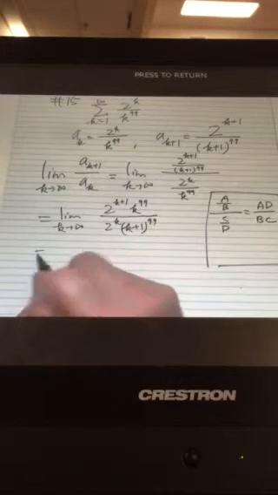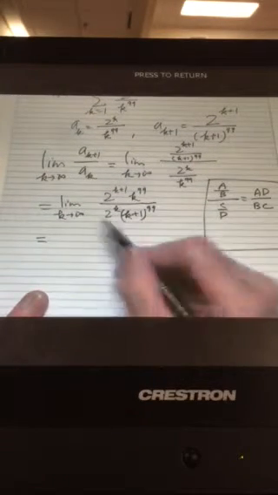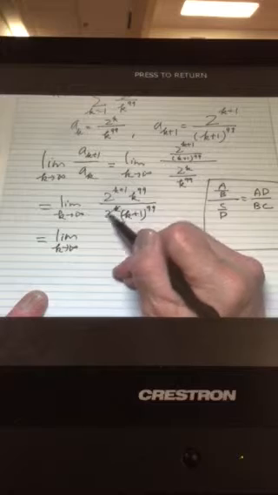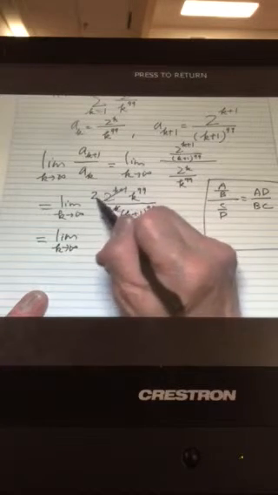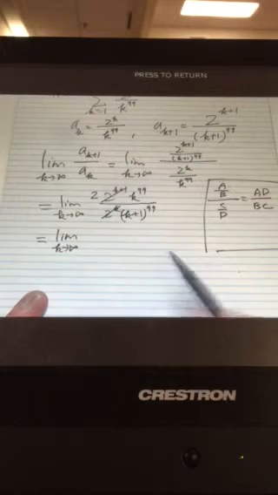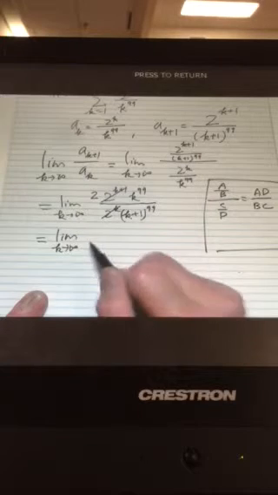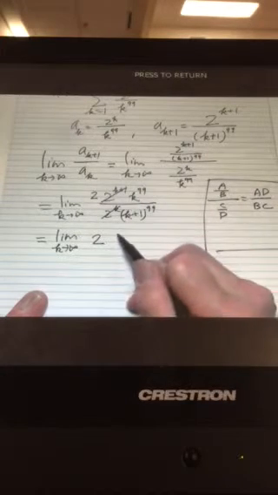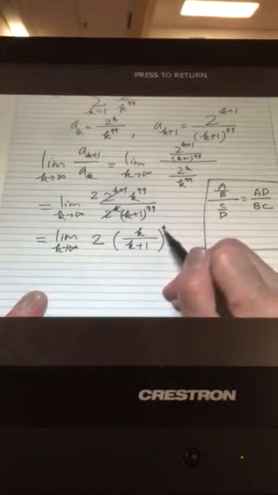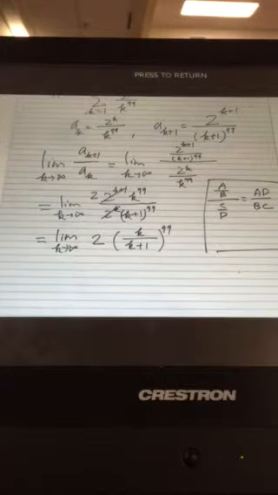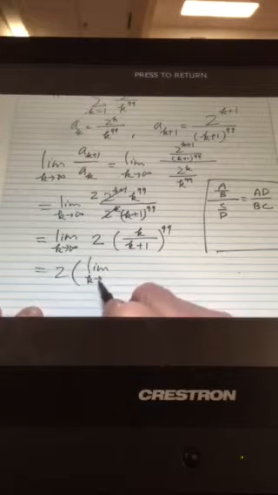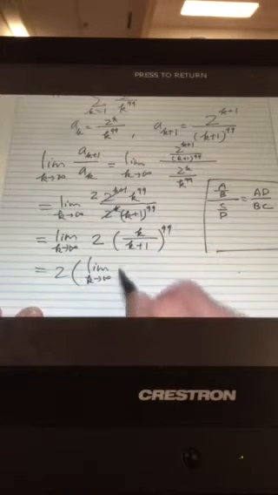Once I have this, the next thing I need to do is some cancellations. I have 2 to the k here, which cancels with this 2 to the k, so I have 2 left, because 2 to the k plus 1 is 2 to the k times 2. So I have 2 here, and this is k over k plus 1, both to the 99. I can bring the limit into this because 2 has nothing to do with the limit anyway.